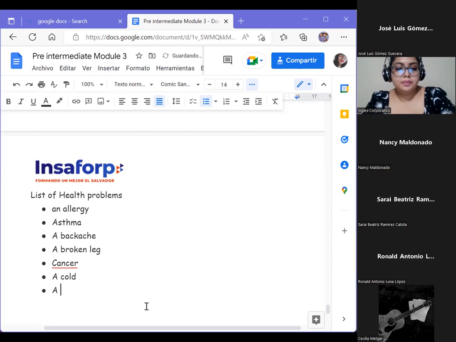Then we have a cough. A cough is the act of expelling air from the lungs with a sudden sharp sound. That sharp sound, es una tos, que es el acto de sacar, ¿verdad?, el aire de los pulmones con un sonido bastante carrasposo.